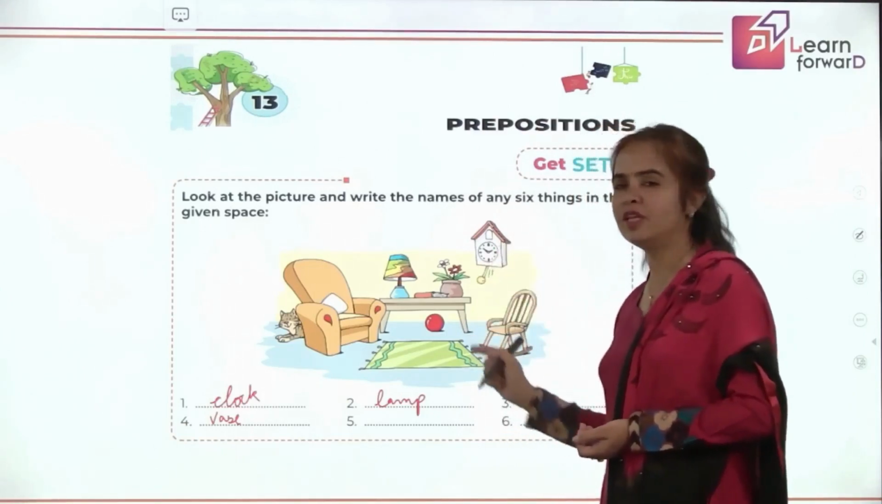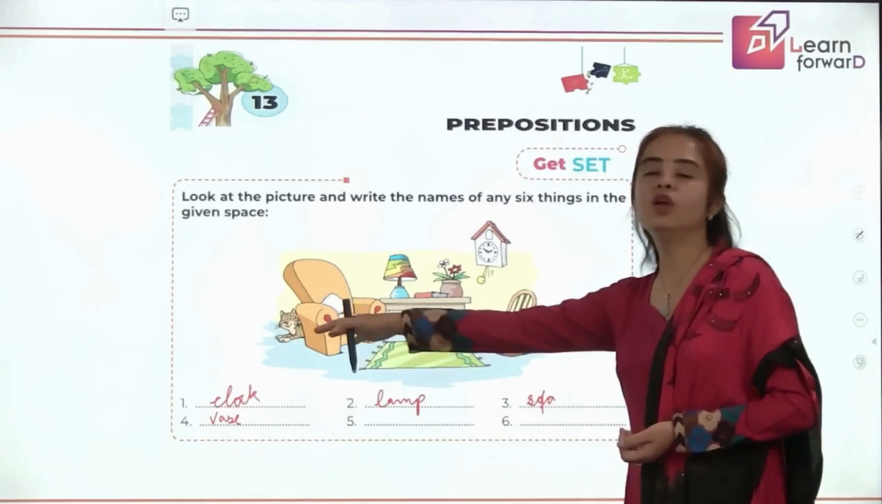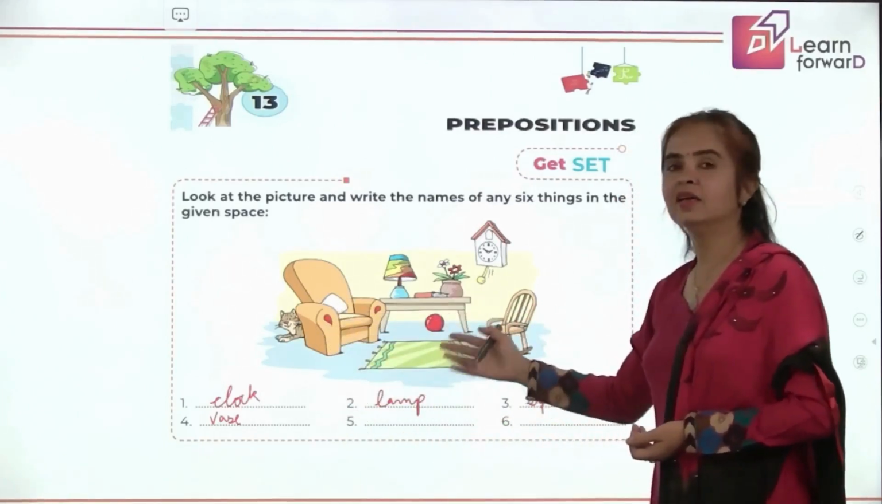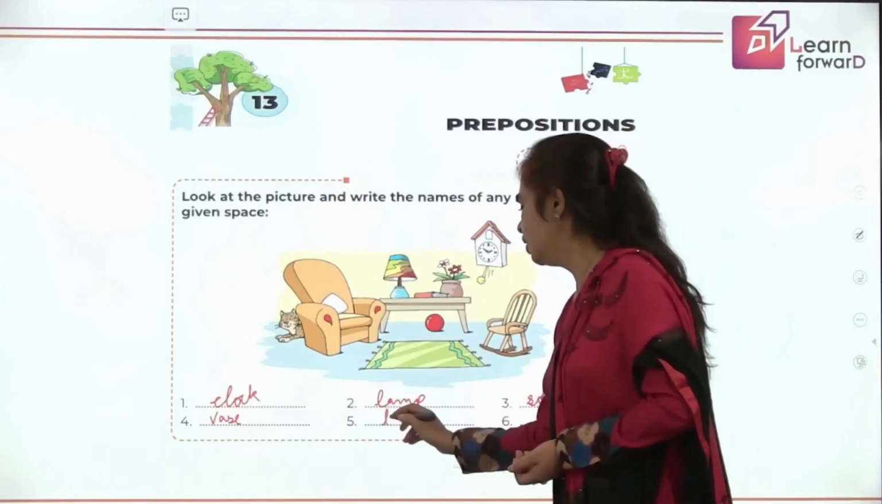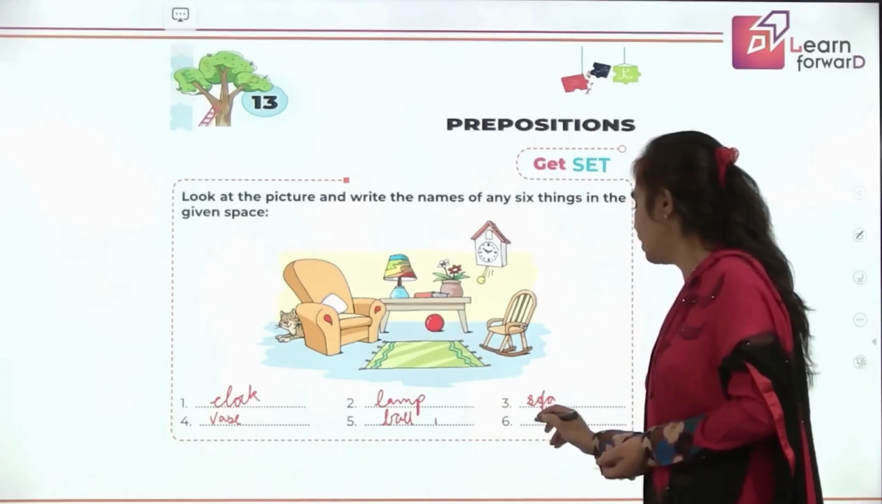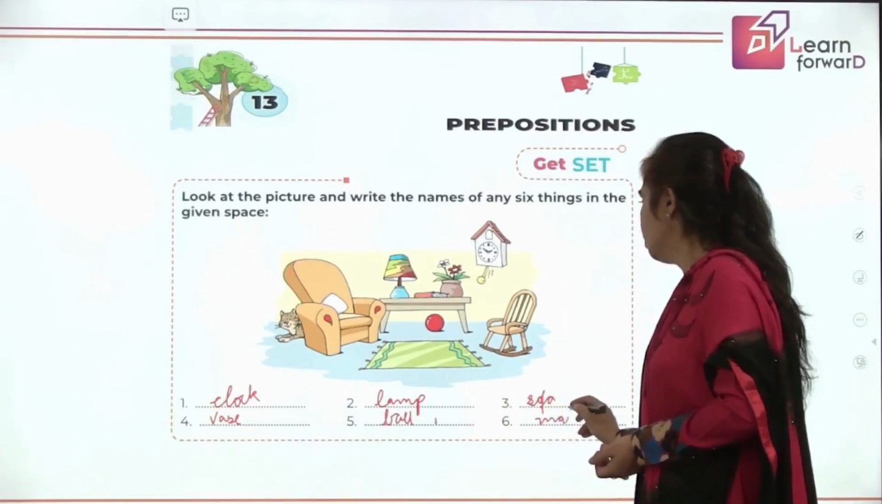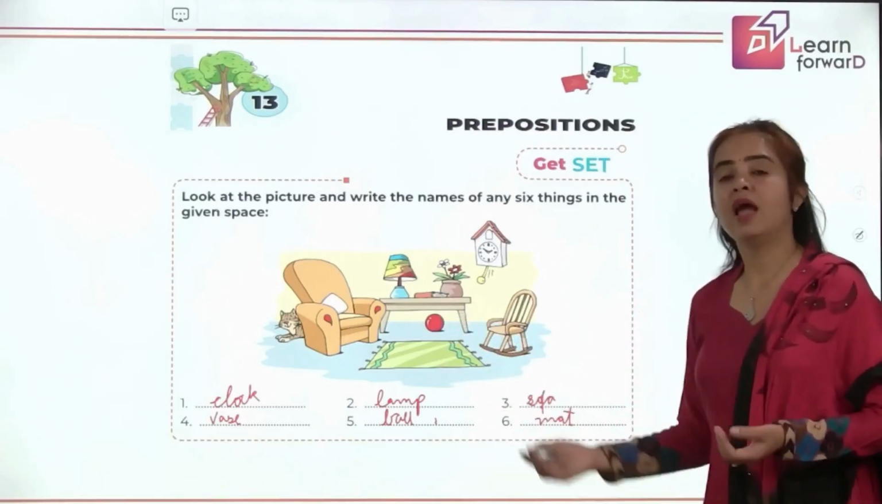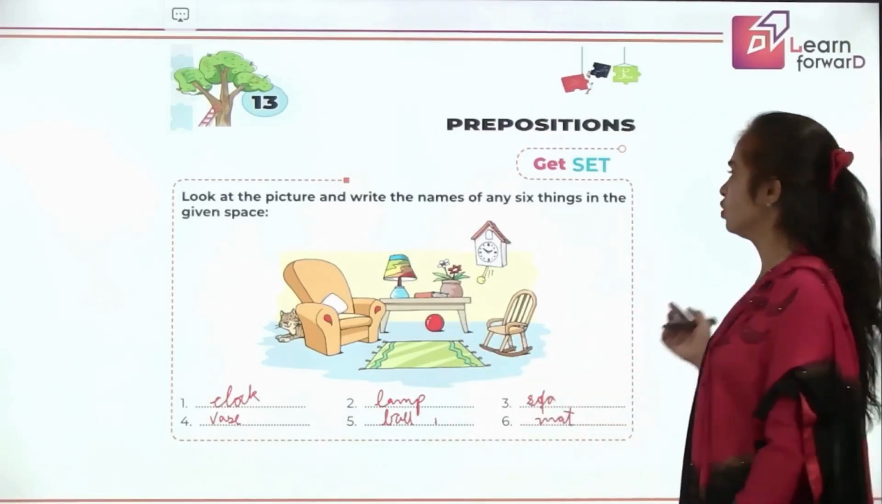We have so many choices, so many options here. So we'll not write cat here. It's not a thing. It's an animal. And ball. Yes, you can write. You can write flowers. You can write chair. You can write mat. So many things are here. Write anything. You can see book also. You can see a table here. And write any 6 of your choice.